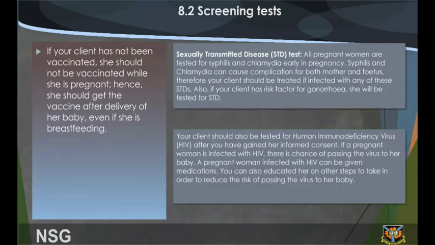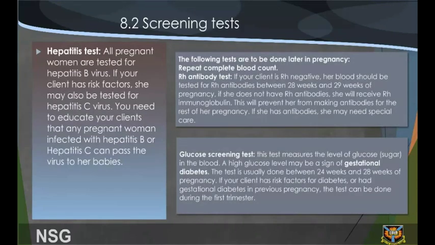You can also educate her on other steps to take in order to reduce the risk of passing the virus to her baby. Hepatitis test. All pregnant women are tested for hepatitis B virus. If your client has risk factors, she may also be tested for hepatitis C virus.